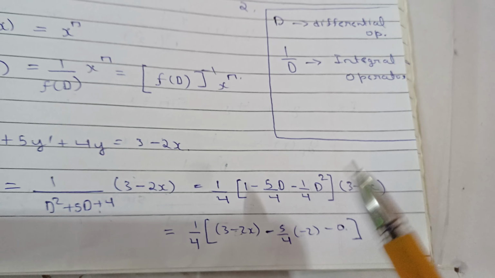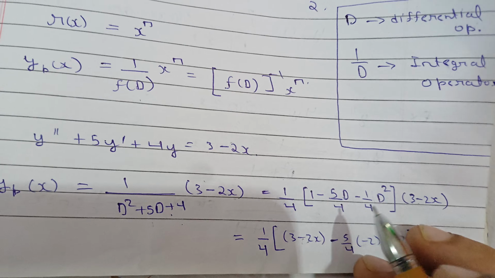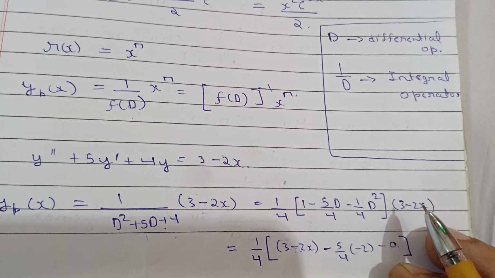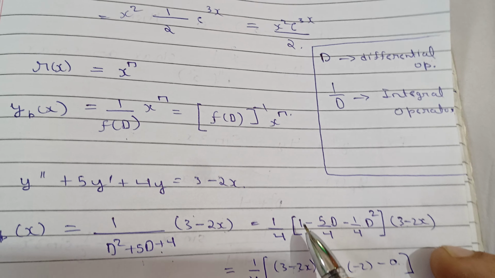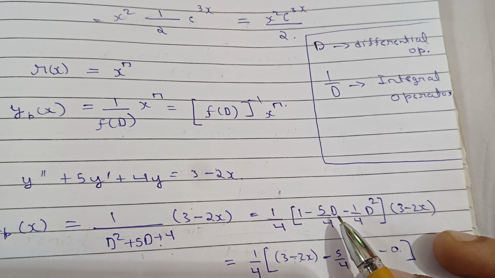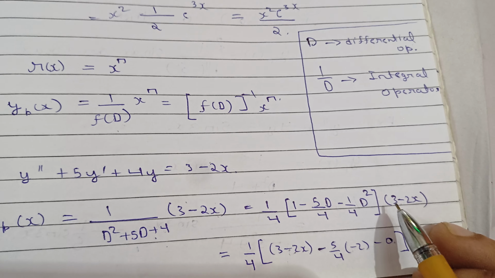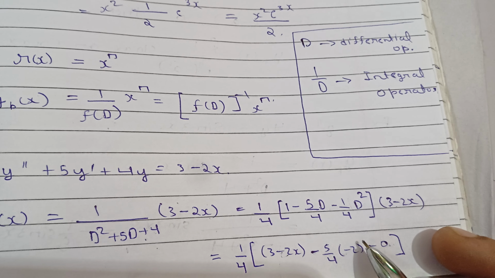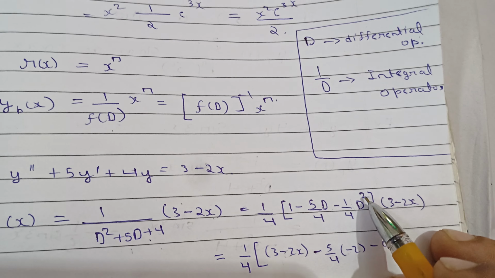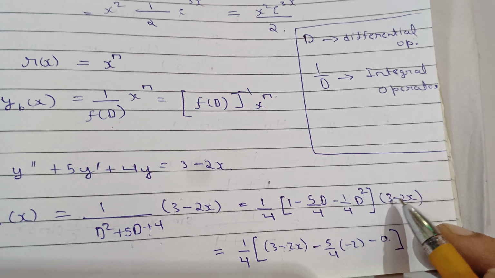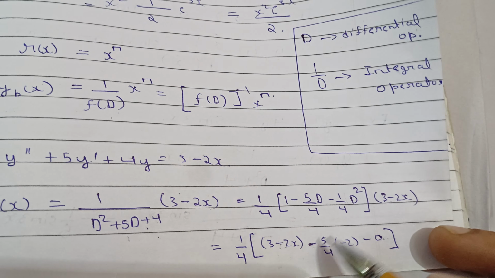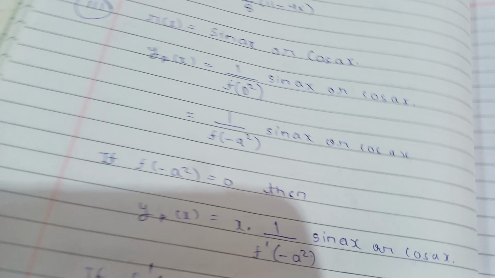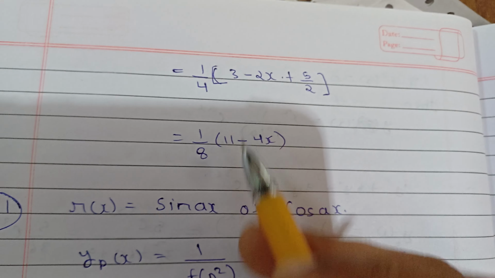So I have just written it here: 1 upon 4, 1 minus 5 by 4 D minus 1 upon 4 D square, 3 minus 2x. Now you can operate this whole on this, because take the 3 minus 2x first, multiply with this, it will be 3 minus 2x. Then with this D, you will differentiate this whole equation, so it will be 0 minus 2, so it will be minus 2 here, multiplied with 5 by 4. Now D square is nothing but the second order derivative of this, so this will be 0 and this will again be 0, so this whole term will be 0, and you are getting only these two terms. Solve this and you have your particular solution. So the particular solution for this equation will be 1 by 8 (11 minus 4x).